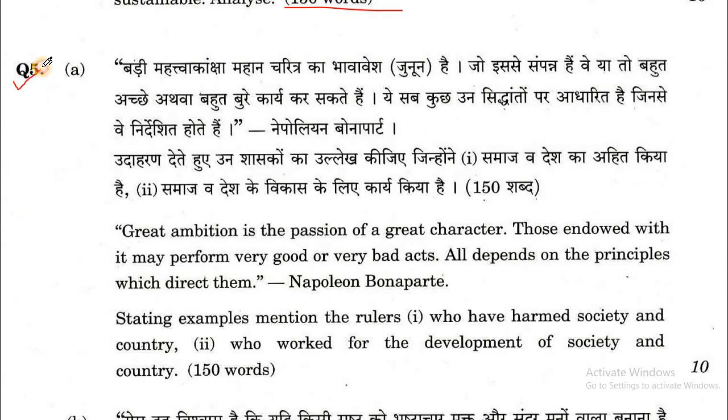Question number 5. Great ambition is the passion of a great character. Those endowed with it may perform very good or very bad acts. All depends on the principle which directs them. Napoleon Bonaparte. Stating examples, mention the rulers who have harmed society and country, and second, those who worked for the development of society and country. 150 words, 10 marks.